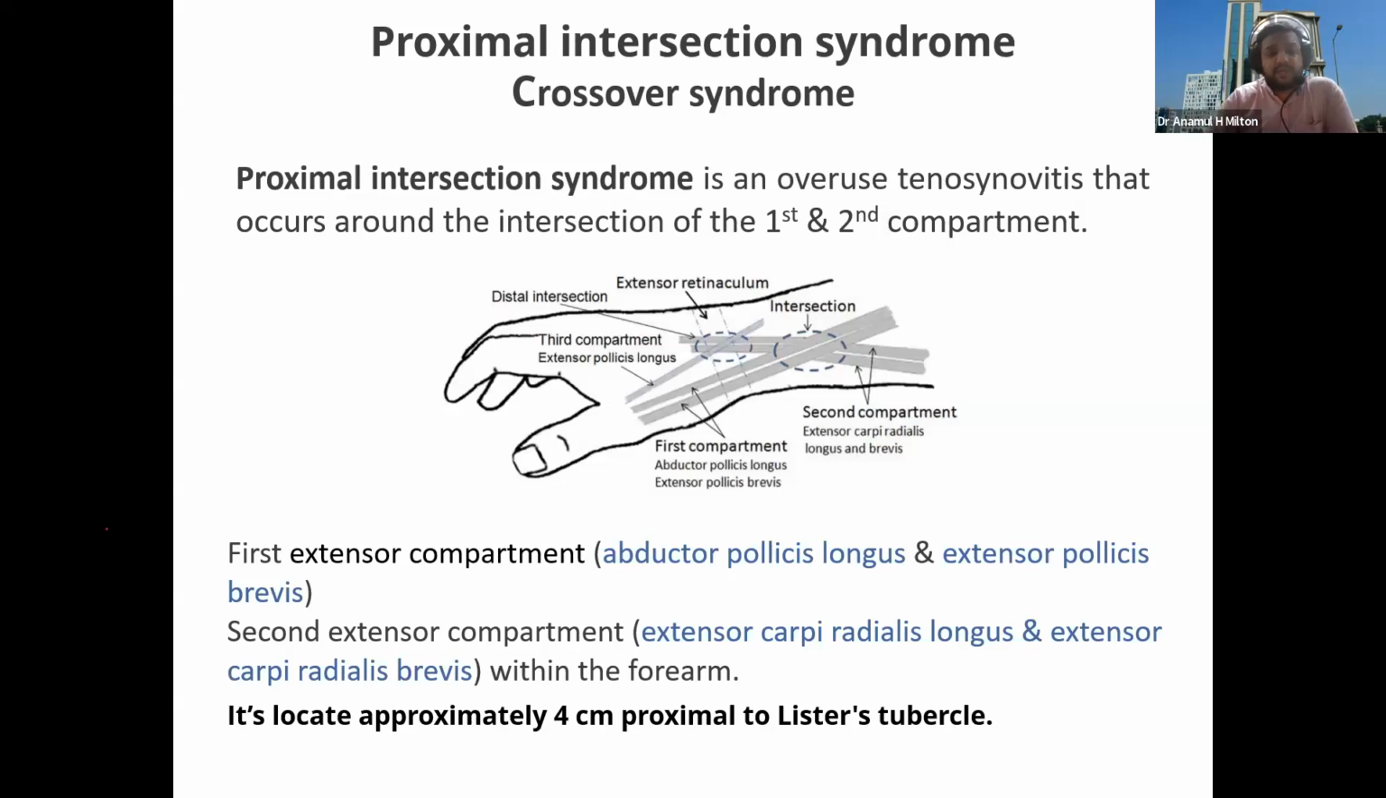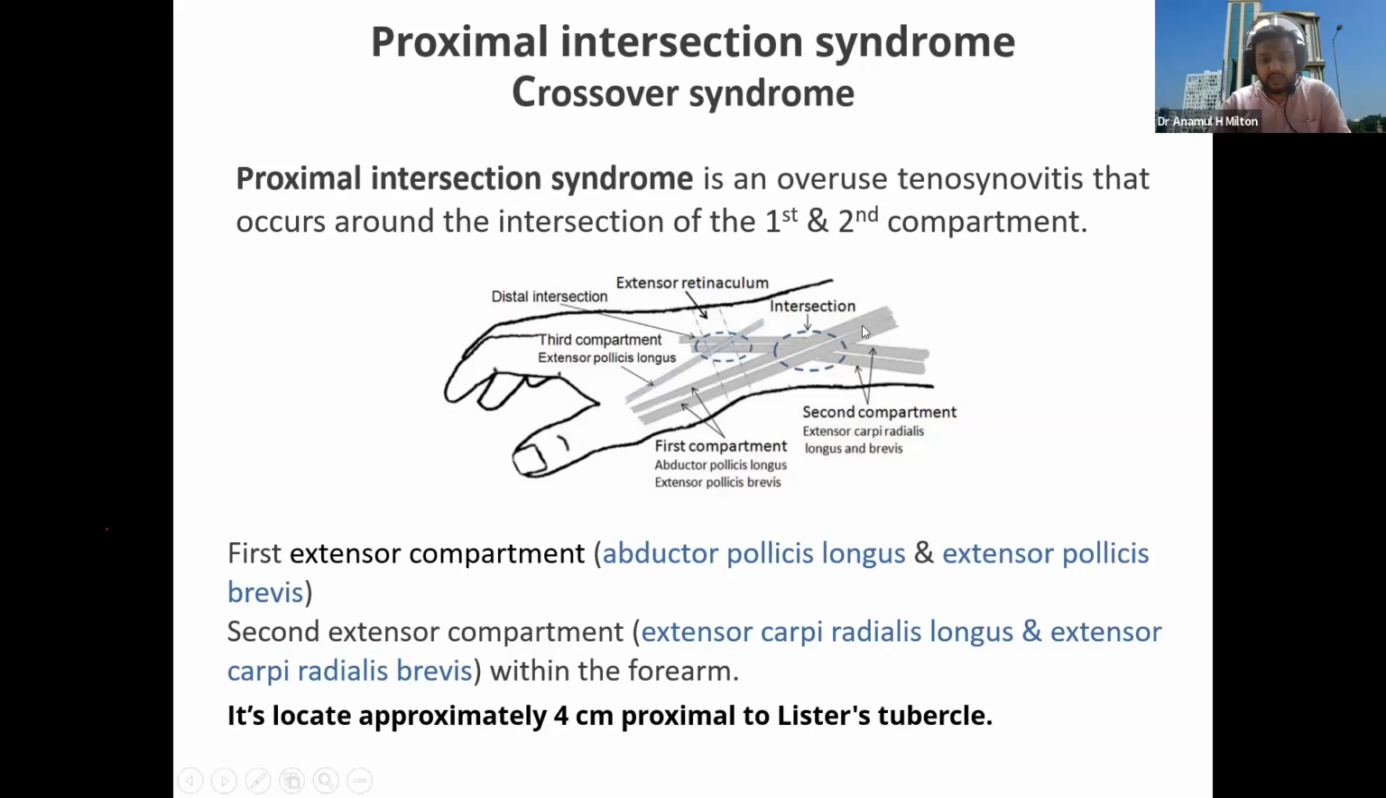now the proximal intersection syndrome. So proximal intersection syndrome is very common, and it is an overuse tenosynovitis, due to the first and second compartments. In the first compartment there are two important tendons, and in the second compartment there are also two important tendons. So this is the first compartment. There are two tendons: one is the abductor pollicis longus and another is the extensor pollicis brevis.